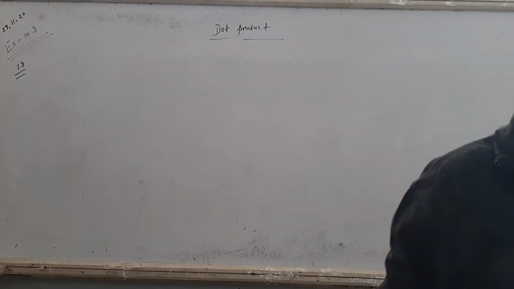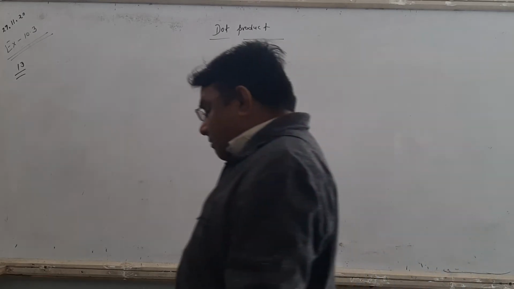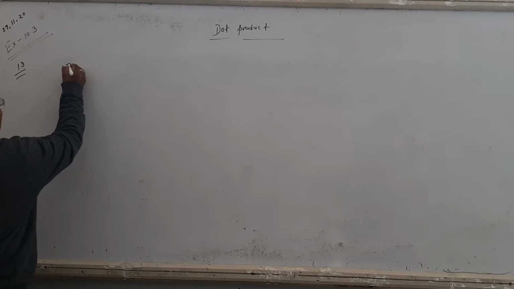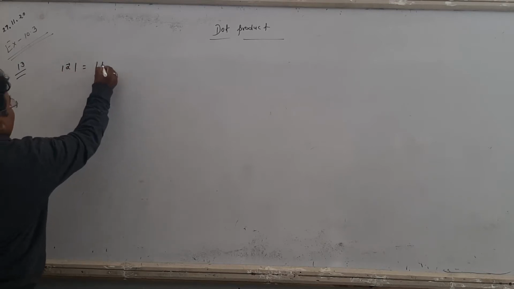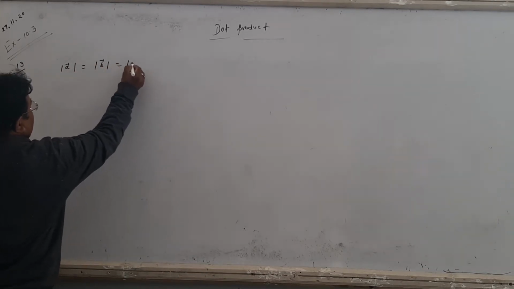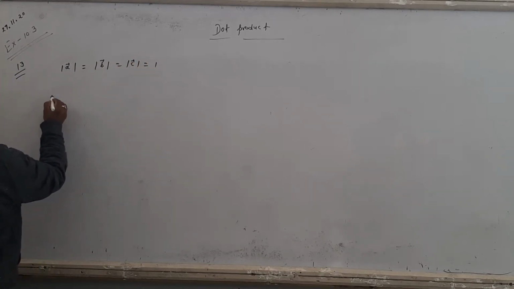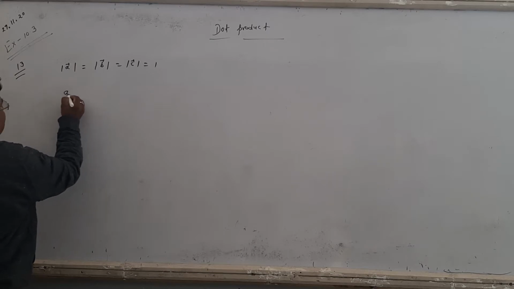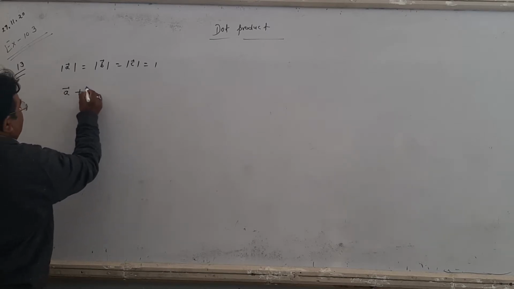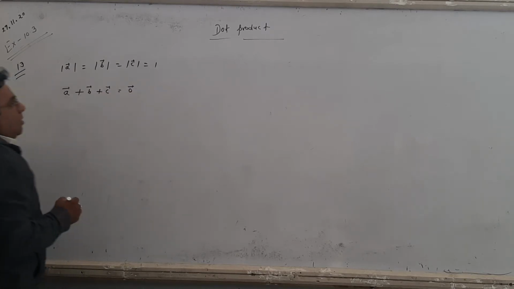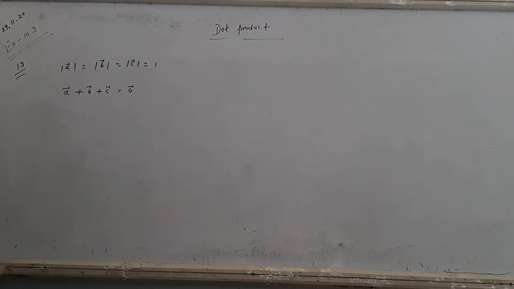Unit vector means magnitude is 1. Vector A, vector B, vector C are unit vectors, that means magnitude of vector A, magnitude of vector B and magnitude of vector C equals 1. And the second thing given is vector A plus vector B plus vector C equals 0 vector. And find the value of A dot B, B dot C plus C dot A. This question can be solved by two methods, but it's a very easy method.